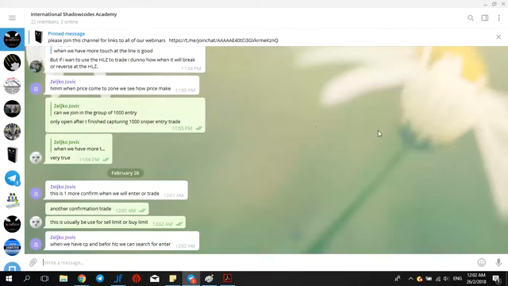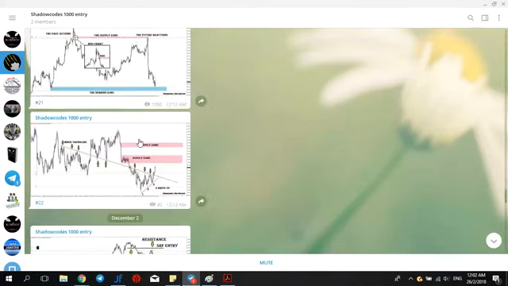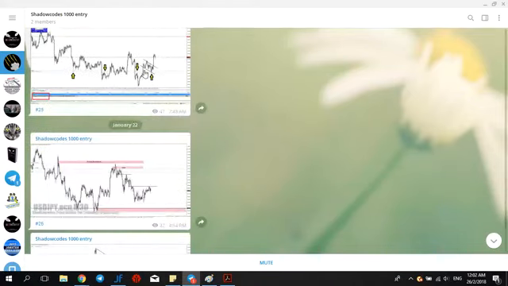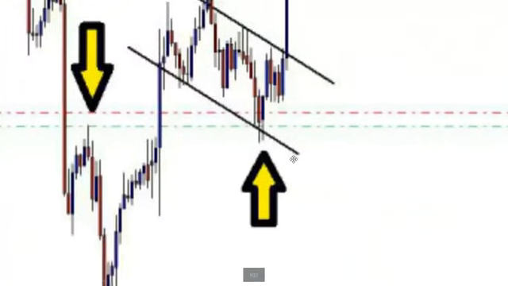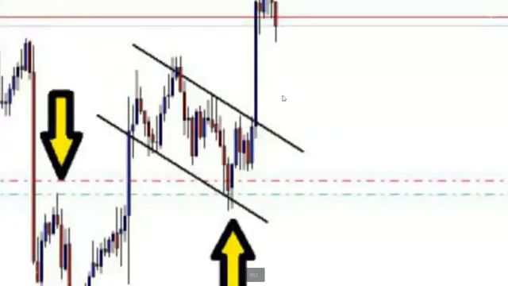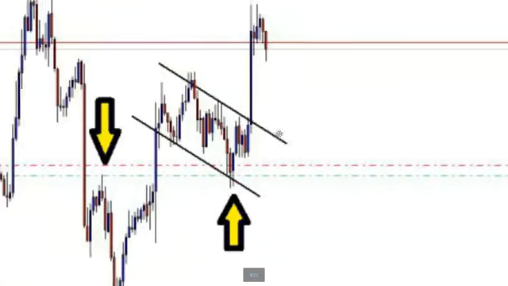When we have CP or before this, we can search for entry. Yes, you can. You can search for compression. Look, wait a moment. Look, this is compression. I take this trade on compression. This is SSR, high liquidity zone. This is compression, right? Compression. See?